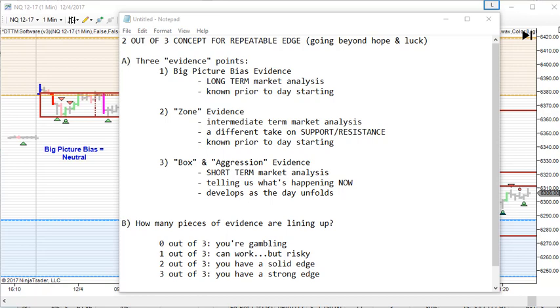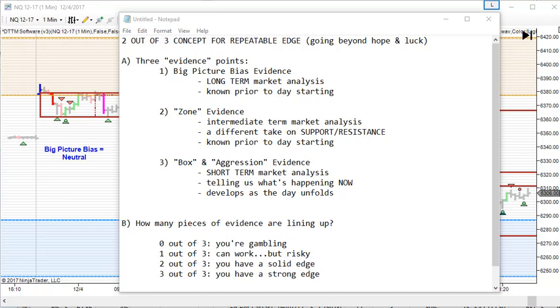But basically what we're looking for in trading is we want to find a way to have a repeatable edge. We don't want to be trading based on hope and luck and going into every day thinking, I hope today it works out. I hope I don't take 3 losers in a row, whatever the case may be. I'm not saying you won't ever take 3 losers in a row. I'm just saying you don't want to be thinking that way.